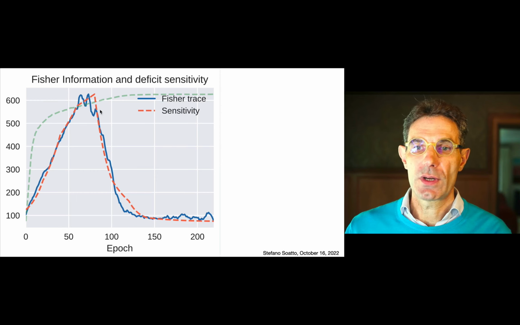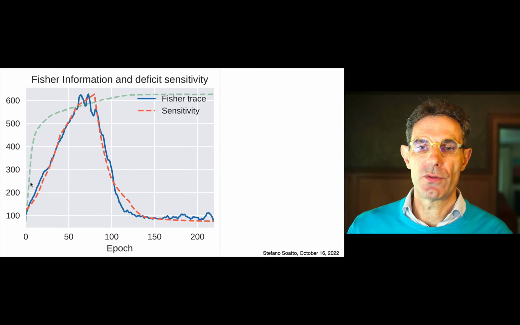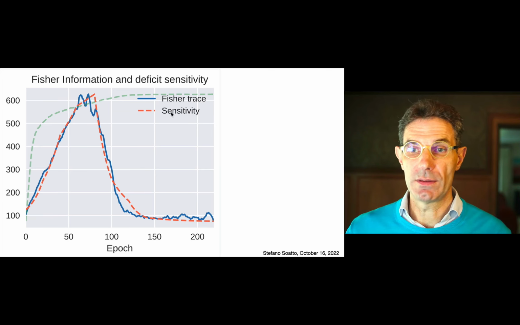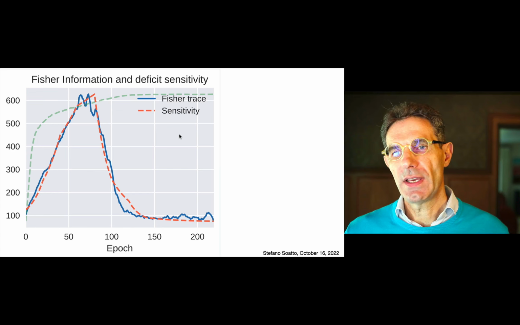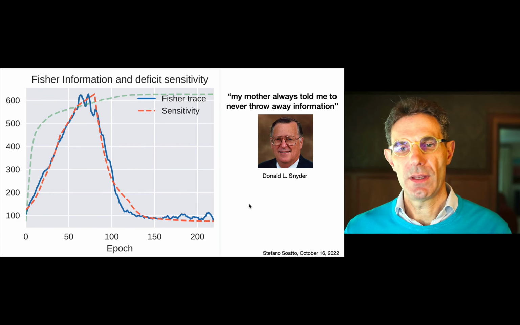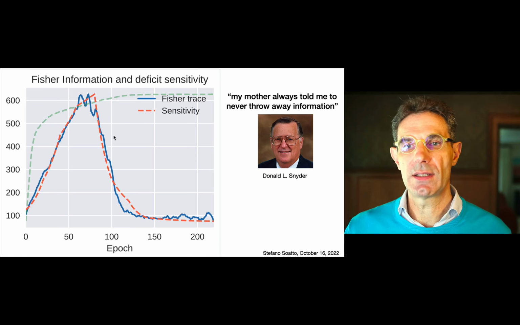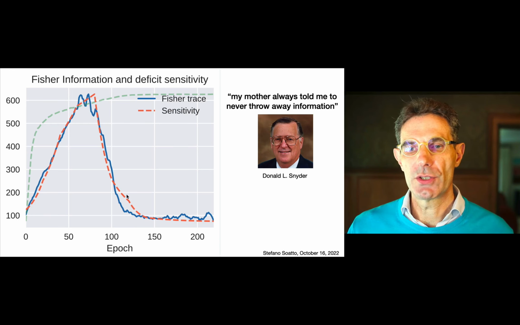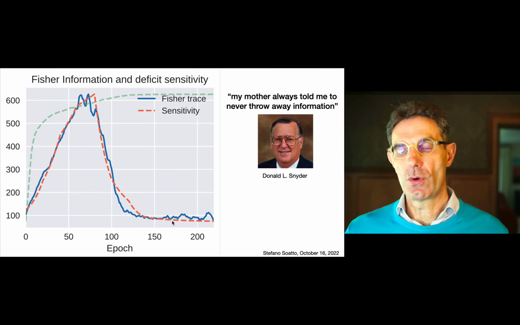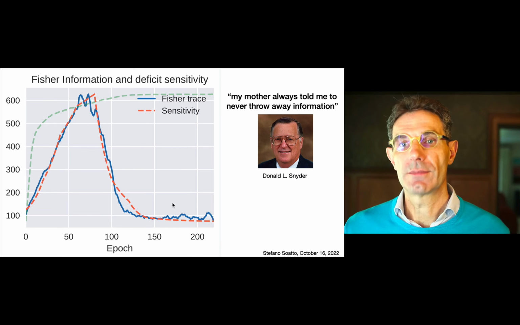And this forgetting happens while your performance in the task, measured by the test accuracy here in green, keeps improving, keeps increasing. So this is very counterintuitive for information theorists who predicate that you should never throw away information. But here it appears that throwing away information is at least beneficial, if not necessary, for generalization, for learning.